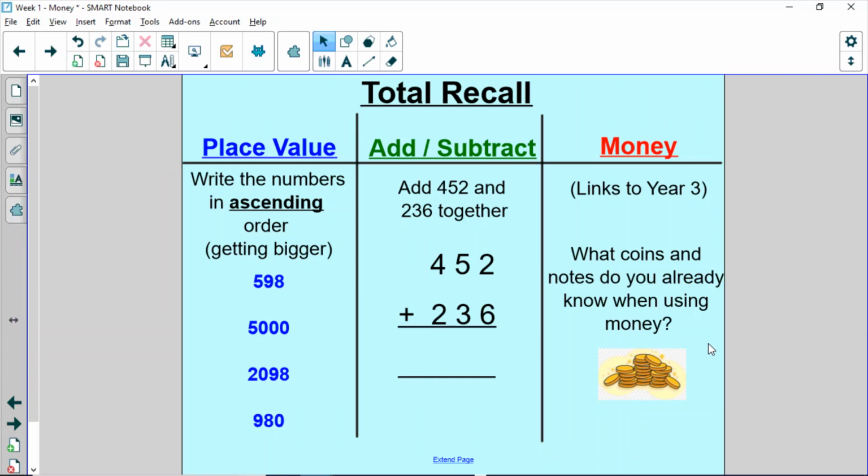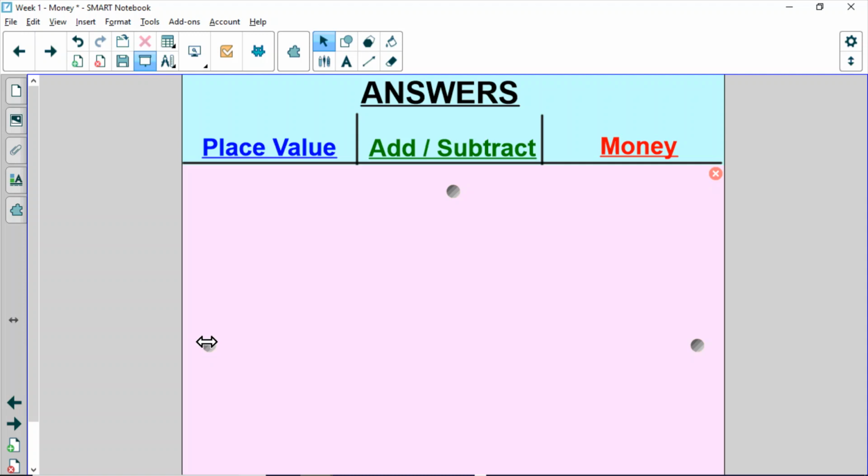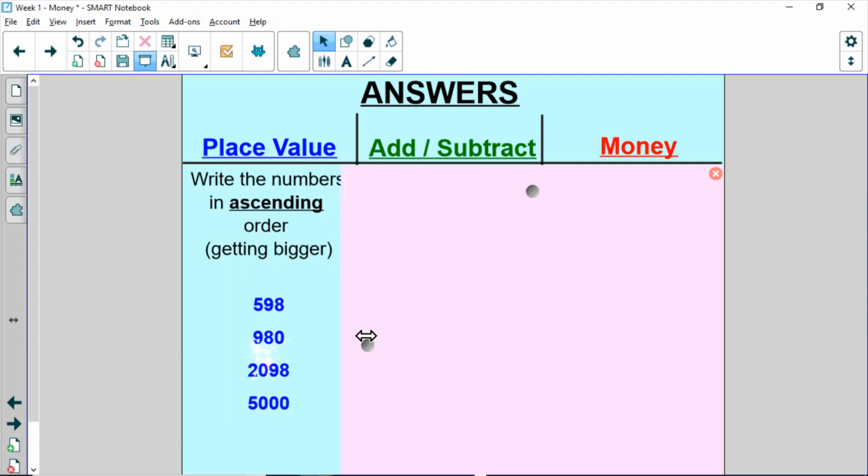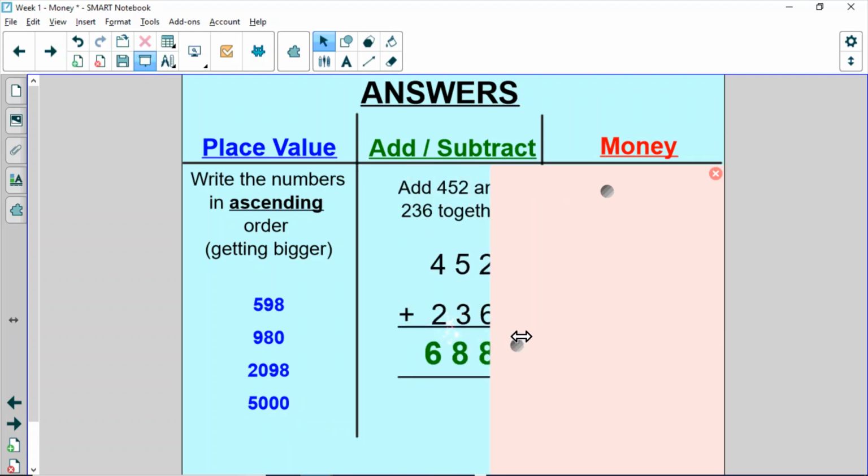Answer time. So let's start with the first one, place value then. Well, if you've been able to put them in order, the first number is 598. And then if we get bigger each time, it will go to 980, 2098, and then finally 5,000 is our largest number. Addition then. So column method here. We always start with the ones column, remember. So 2 add 6 is 8. Then move to the tens column. So 5 add 3 is 8. And finally, the hundreds column, 4 add 2 is 6. Give yourself a tick for 688.